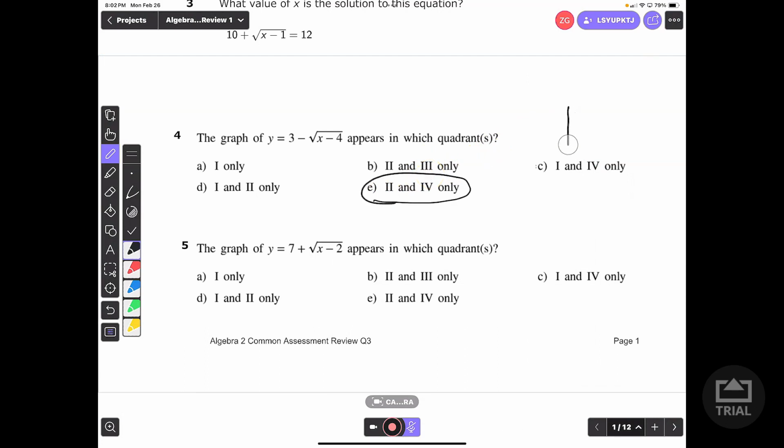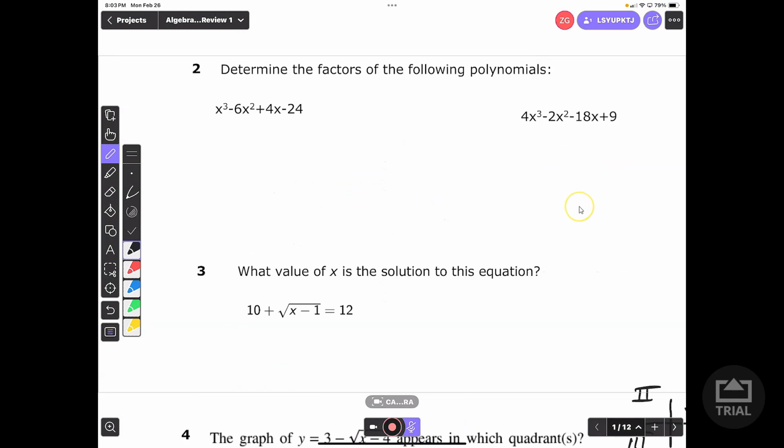So if I had to do a sketch, the graph looks like this. So it's in quadrant 1 and quadrant 4. This is 2 and this is 3, quadrant 3, counterclockwise. So your answer is E. Number 2, determine the factors of the following polynomials. You're going to factor this by grouping.